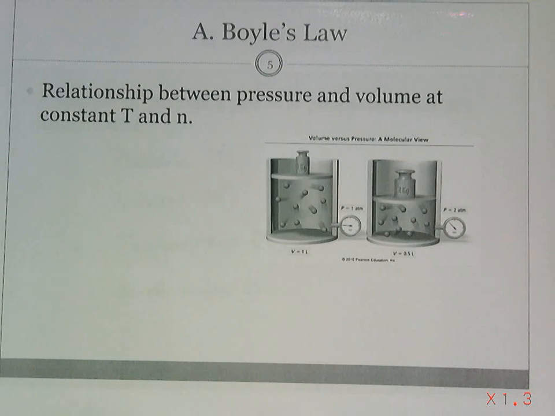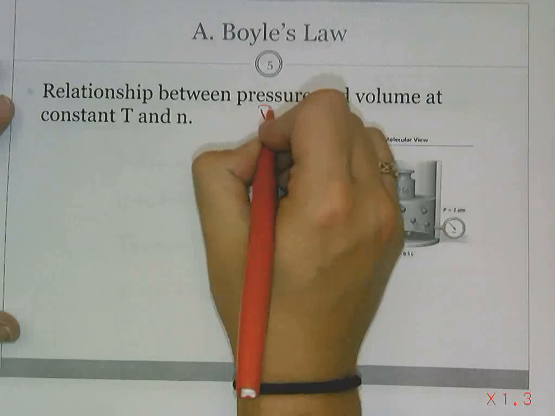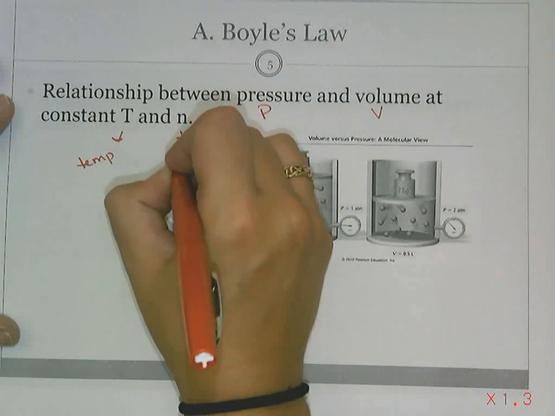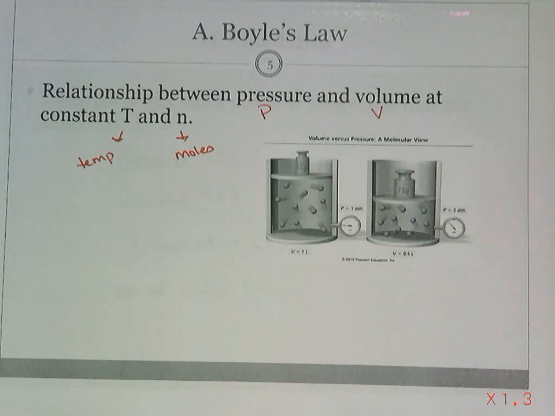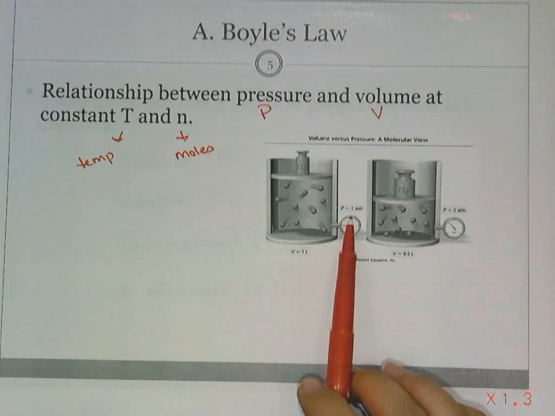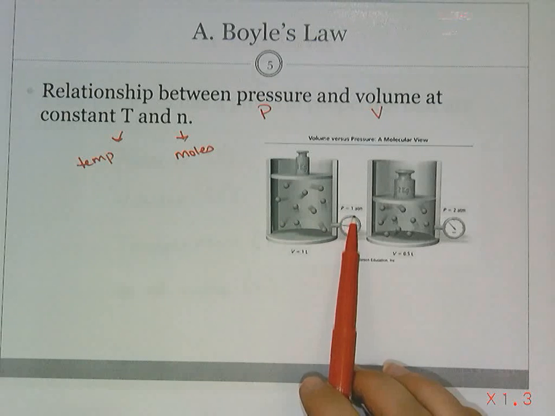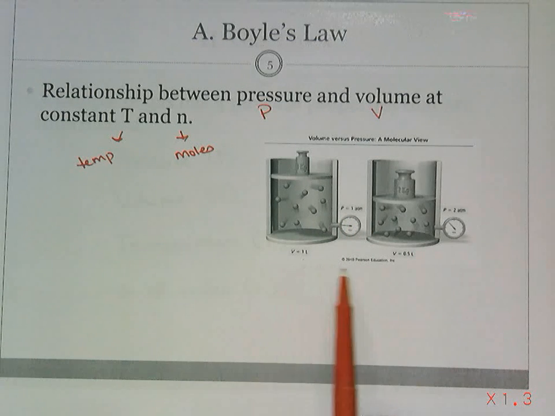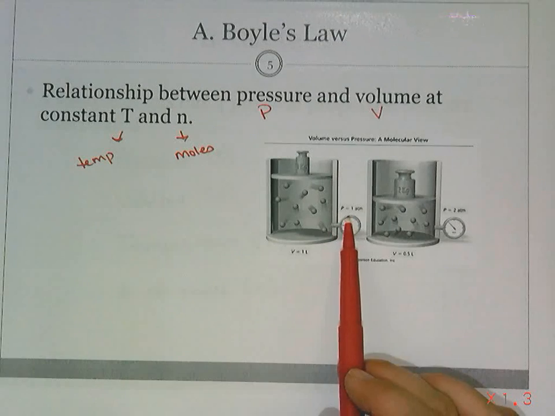All right, so Boyle's law tells us about the relationship between pressure and volume at constant temperature and constant moles. So looking at my picture here, I have 1 liter of volume at 1 atmosphere. And then my second picture, I now have half the volume I did. I was at 1, now I'm at half. Here the pressure was 1, but now the pressure is 2.